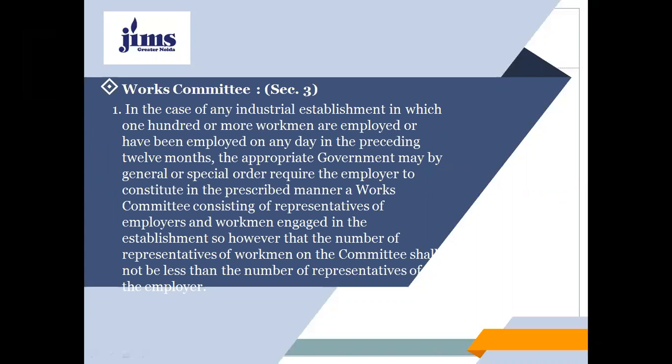When we talk about the works committees given under Section 3, in the case of any industrial establishment in which 100 or more workmen are employed or have been employed on any day in the preceding 12 months, the appropriate government may, by general or special order, require the employer to constitute in the prescribed manner a works committee consisting of representatives of employers and workmen engaged in the establishment, so however that the number of representatives of workmen on the committee shall not be less than the number of representatives of the employer.